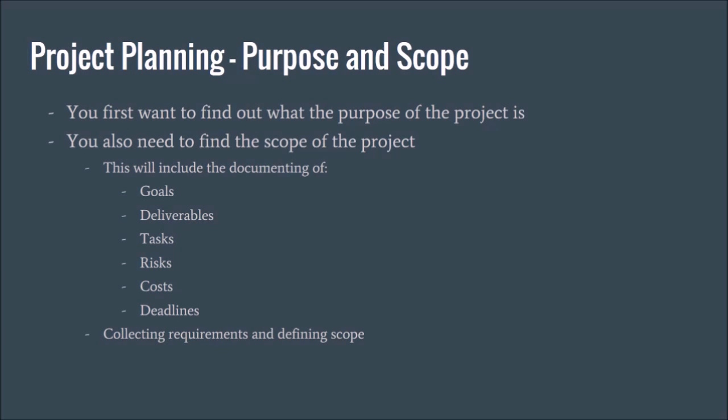One key of a project plan is finding out what the purpose of the project is. The second is to find out the scope of the project. This will include documenting goals, deliverables, tasks, risks, costs, deadlines, and collecting requirements and defining scope.